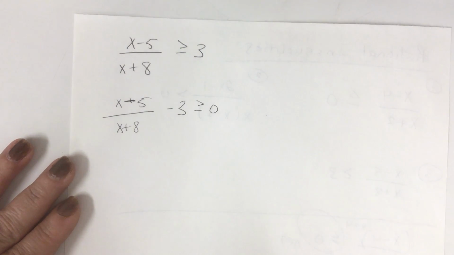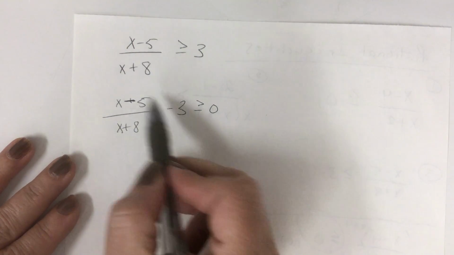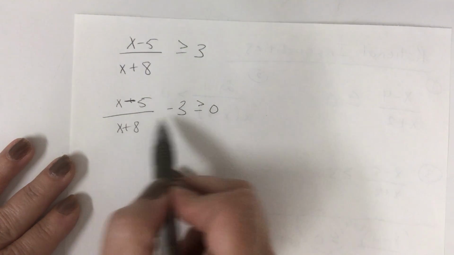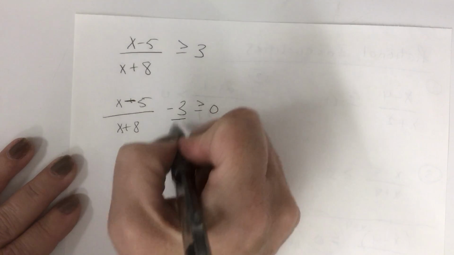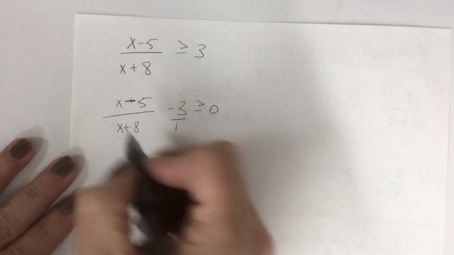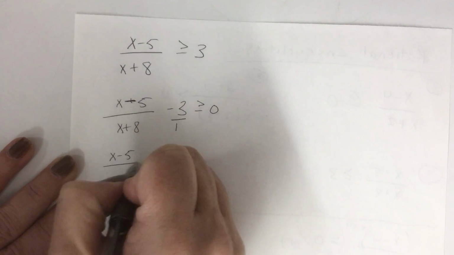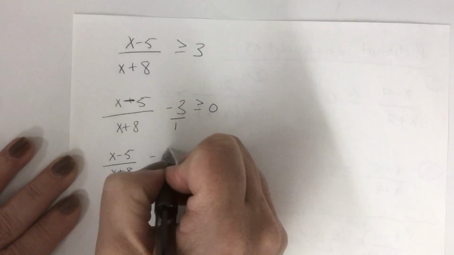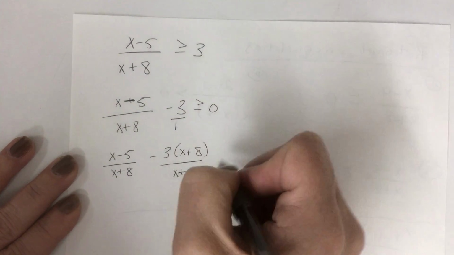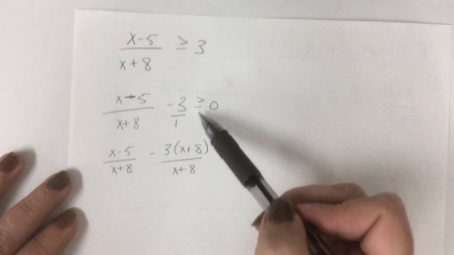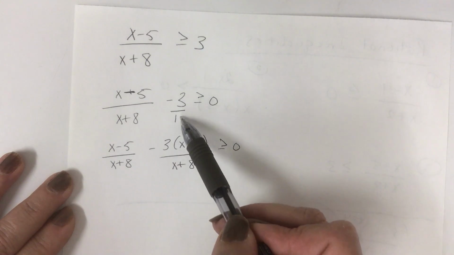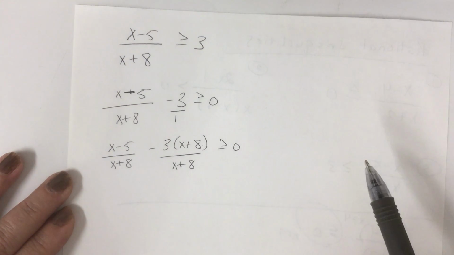Okay, well that's great. I've got it greater than or equal to 0, but I need this in terms of factors. So I need to make this 3 a fraction so I can put it with this. I need to write this as one fraction. So this 3 is like 3 over 1. I need to get common denominators, so this is going to be like x minus 5 over x plus 8 minus 3 times x plus 8 over x plus 8. Because in order to change 3 over 1 to a fraction with the denominator of x plus 8, I've got to multiply the top and bottom by x plus 8.